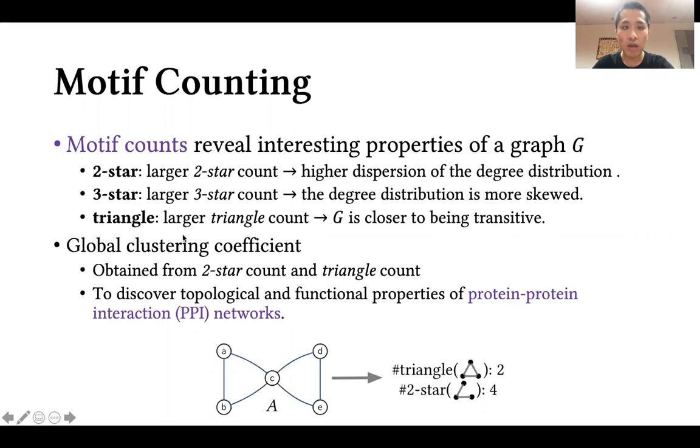For example, the larger the triangle count of a graph, the closer this graph is to being transitive. Also, the global clustering coefficient can be computed from the 2-star count and the triangle count, which can be used to discover the topological and functional properties of the protein-protein interaction networks.